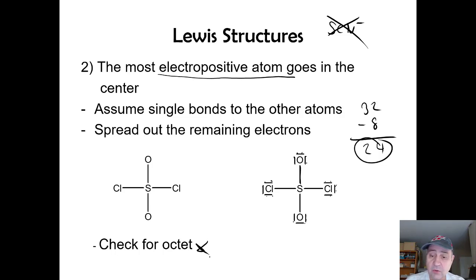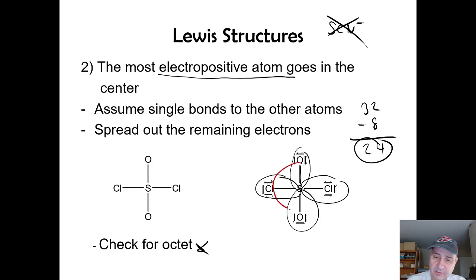Next thing is you check for an octet. And so we have an octet. The chlorine, oxygen, they all have an octet. The sulfur in the center, I'm going to color code this in red, this also has 8. Gets a little less clear, but it has 8 shared electrons. So that's fine. That's a reasonable structure to propose.